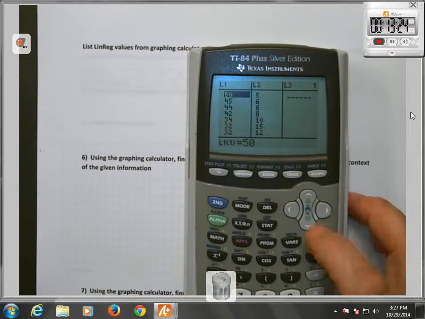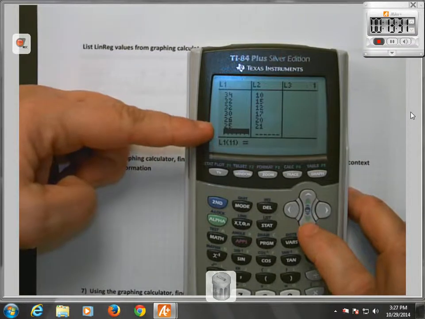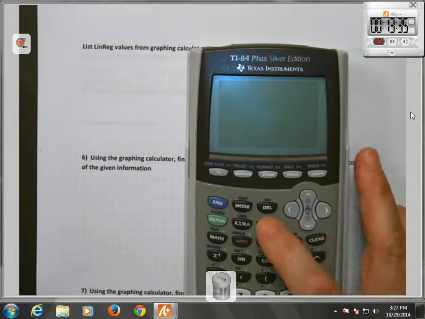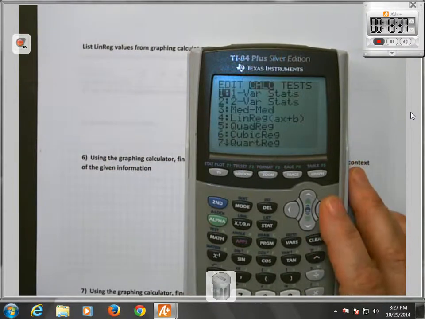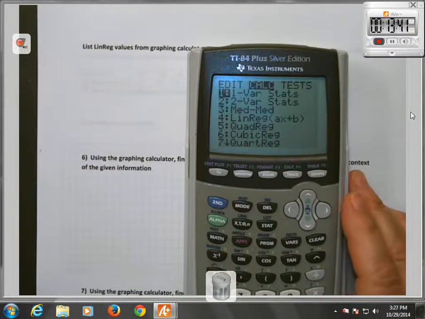Okay, you want to take a look at your list and make sure that you've entered them correctly and that you have the same amount in each list, or you will get an error. Okay, back to the home screen. We're going to go Stat, over to Calc, arrow to the right, Calc, and this time we're going to use number 4, which is a linear regression.